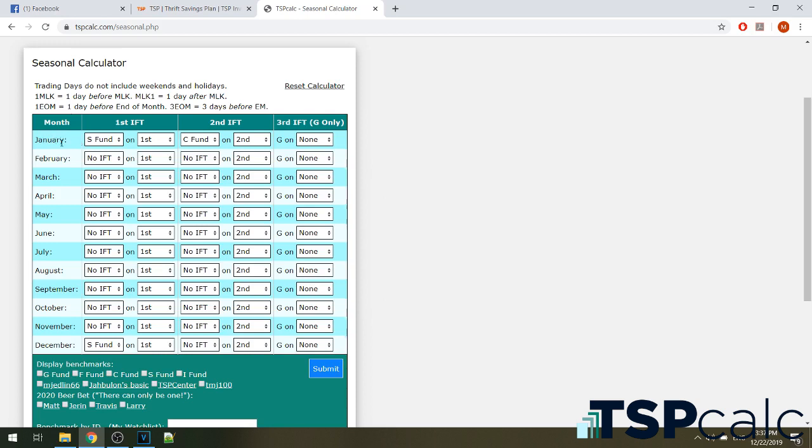So that means that on January's first trading day, you were already in the S fund, and then you tried to make another trade into the S fund. That's a redundant trade, and that's why it throws an error.